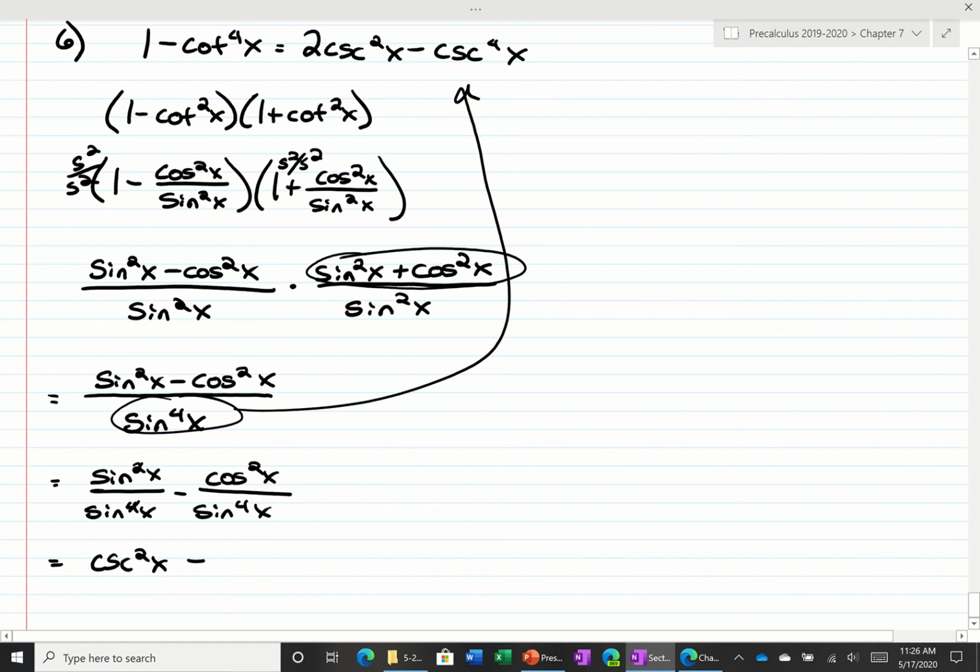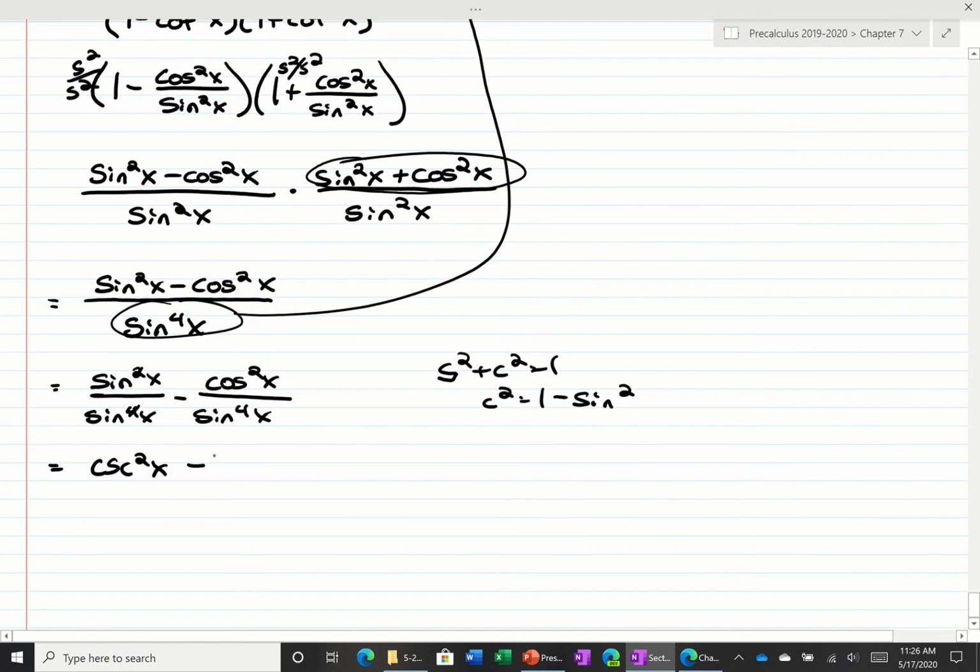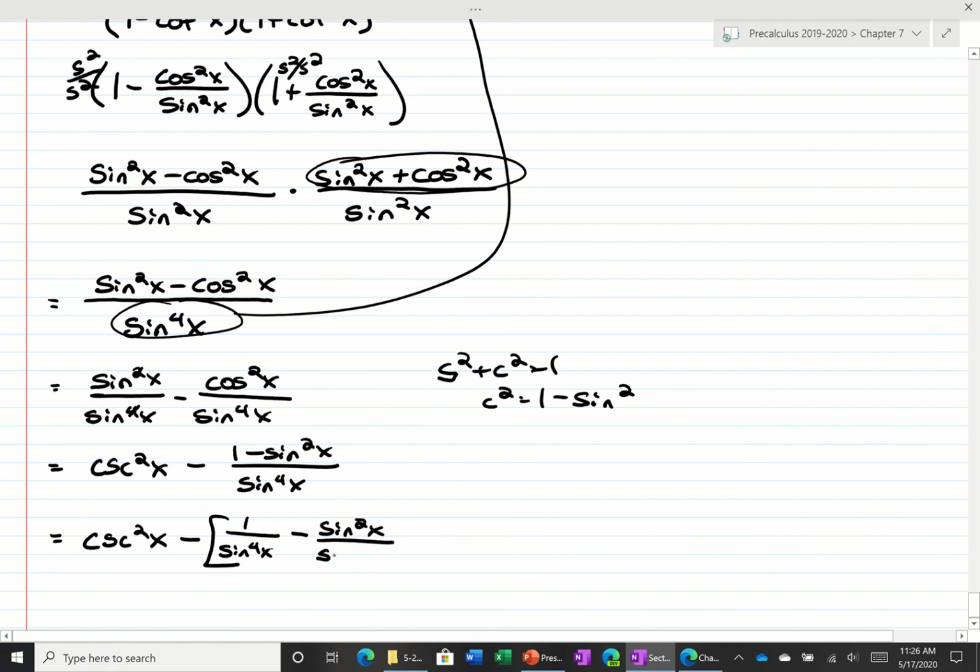And on the right side here, this is all sines. So instead of saying cosine squared, we could say that cosine squared is 1 minus sine squared and see what happens. So we'll do 1 minus sine squared of x over sine to the 4th. And we get this. Cosine squared of x minus 1 over sine to the 4th. And then minus sine squared of x over sine to the 4th of x.